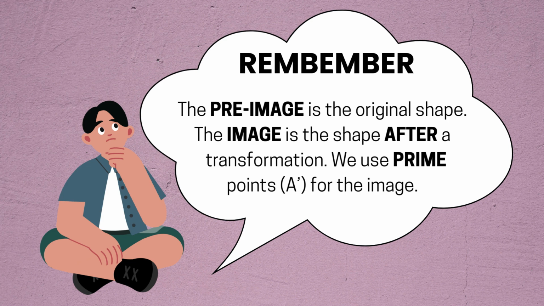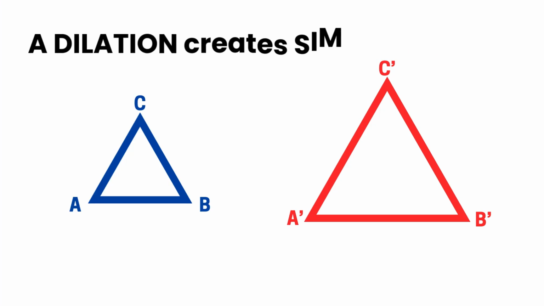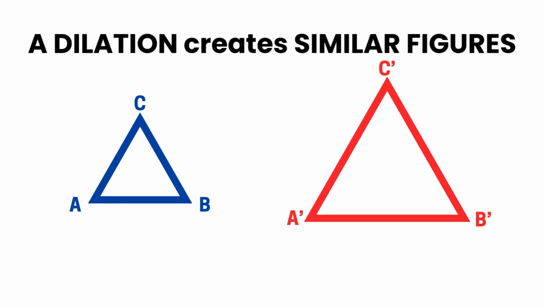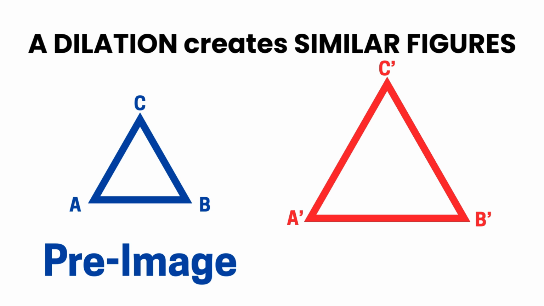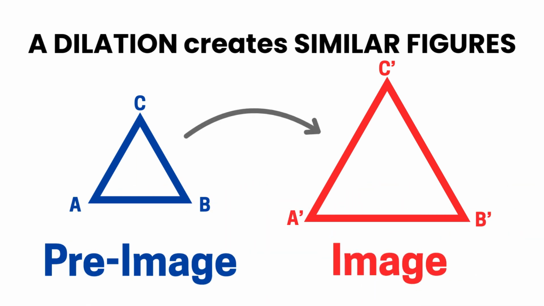We use prime points like A with an apostrophe for all of the image points, and regular letters for the preimage. A dilation creates similar figures. These are the same shape, but not the same size. The preimage is the blue shape, and it gets bigger as we go to the red shape that's the image. You can see that the image shape has A prime as one of its points.